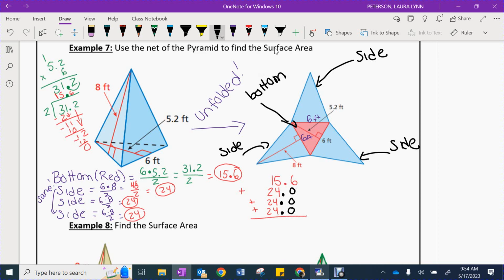Now, every number has a buddy, which means you can add. 6 plus 0 plus 0 plus 0 is 6. The dot carries down. 5 plus 4 is 9. 9 plus 4 is 13. 13 plus 4 is 17.